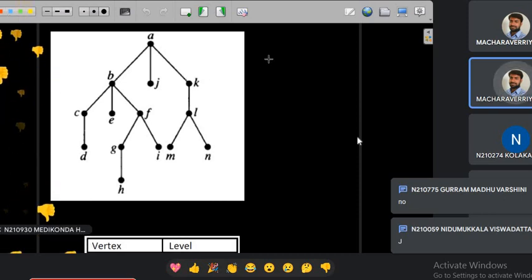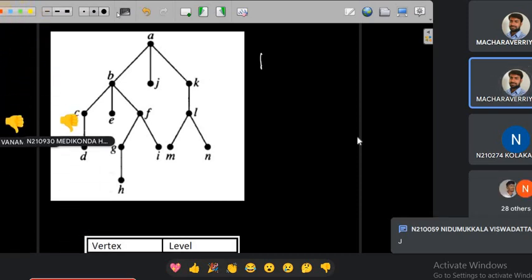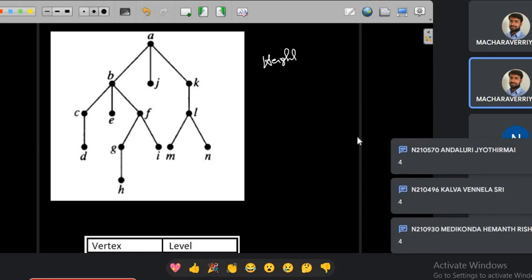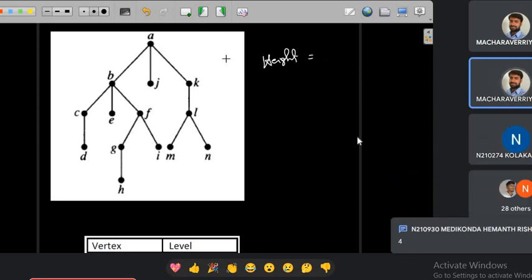So what is the height of the graph first of all? What is its height? So height of the graph is 1, 2, 3, 4. Yeah, 4.